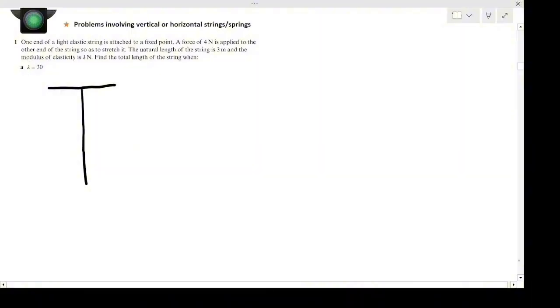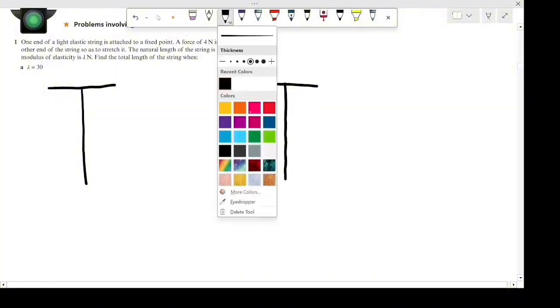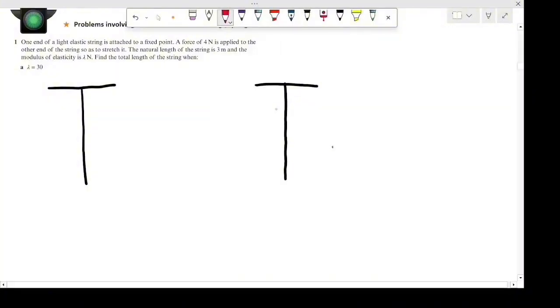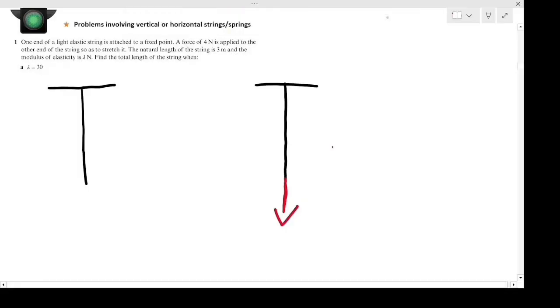So what that's going to look like, if I do another diagram and now put on this force, okay, so that's my normal string, but now I'm going to add on the force. I'll do it in a different colour. So it's been stretched, so it's going to be stretching downwards like this. So there's going to be a force at the end pulling it down, kind of tugging the string down. And that force is 4 newtons.